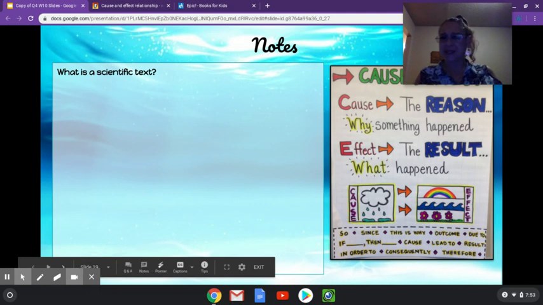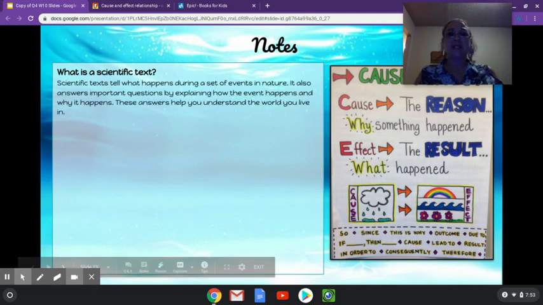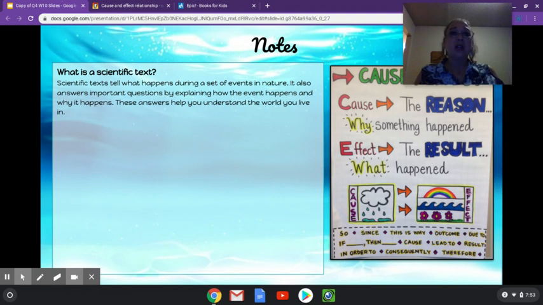So, what is a scientific text? Scientific text tells us what happens during a set of events in nature. It also answers important questions by explaining how the event happens and why it happens. These answers help you understand the world you live in today.